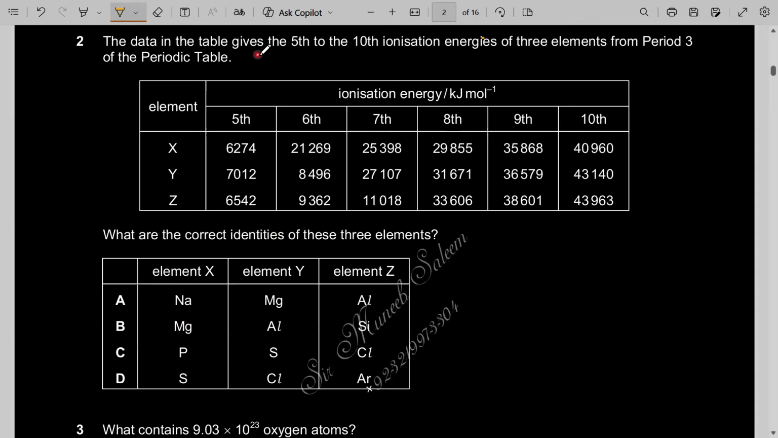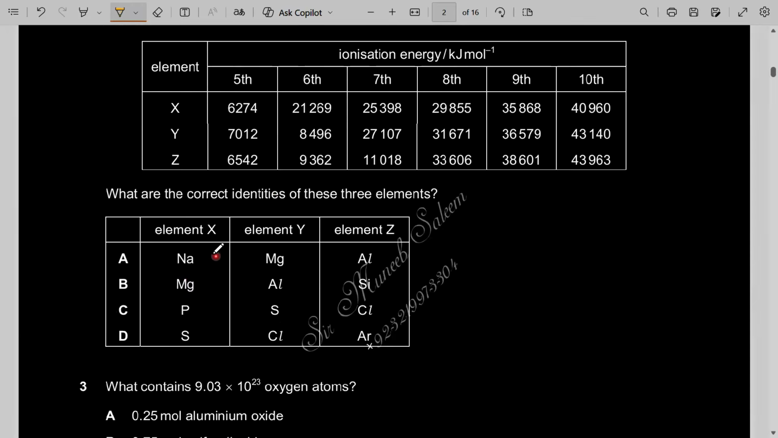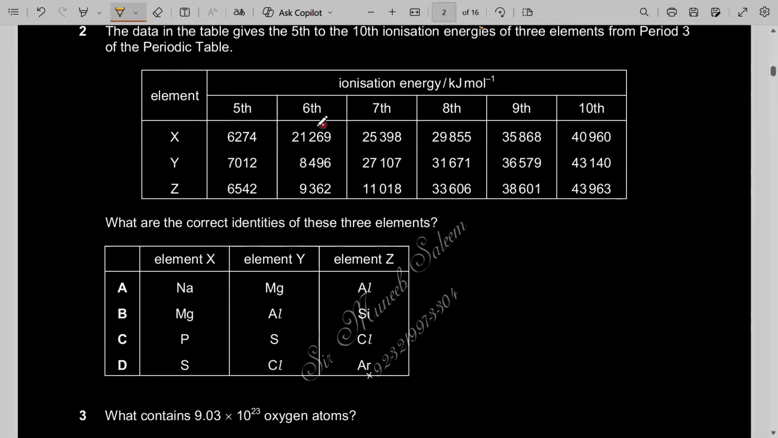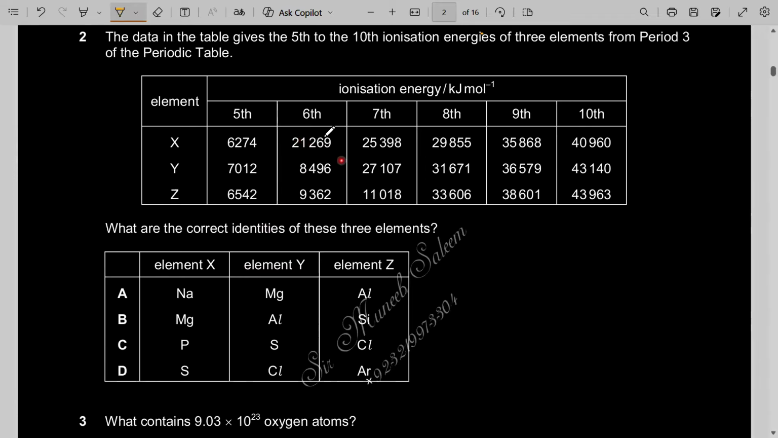We have to identify which element X would be out of these four elements. So here we have to identify the large gap for the ionization energies. For the element X, if we move across the sequence of ionization energies, from the fifth to sixth ionization energies, there's a large gap. In the Y element, the large gap is from sixth to seventh ionization energy. And for element Z, the largest difference exists between 7 to 8 ionization energies.